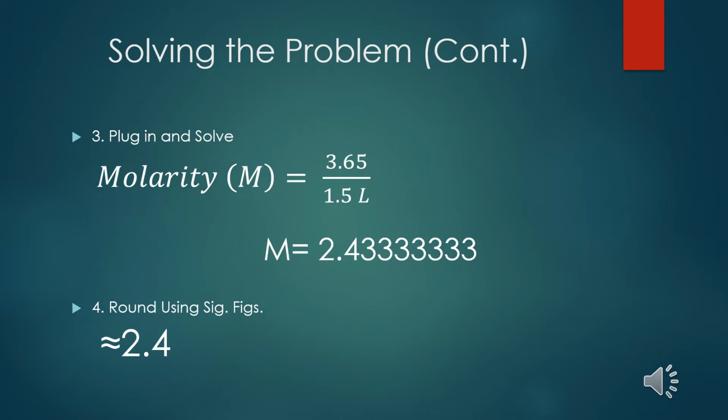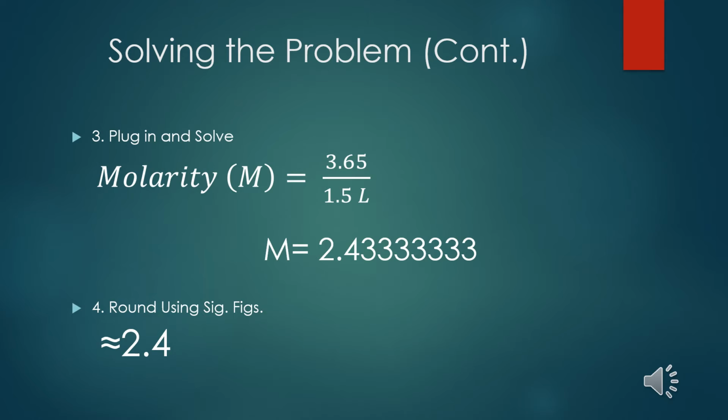Step 3 is to plug in and solve. So now that you've written down the equation, you can just plug in the values. So the equation should read M is equal to 3.65 over 1.5 liters. And after you do the calculations, you find out that the answer would be 2.43 repeating.